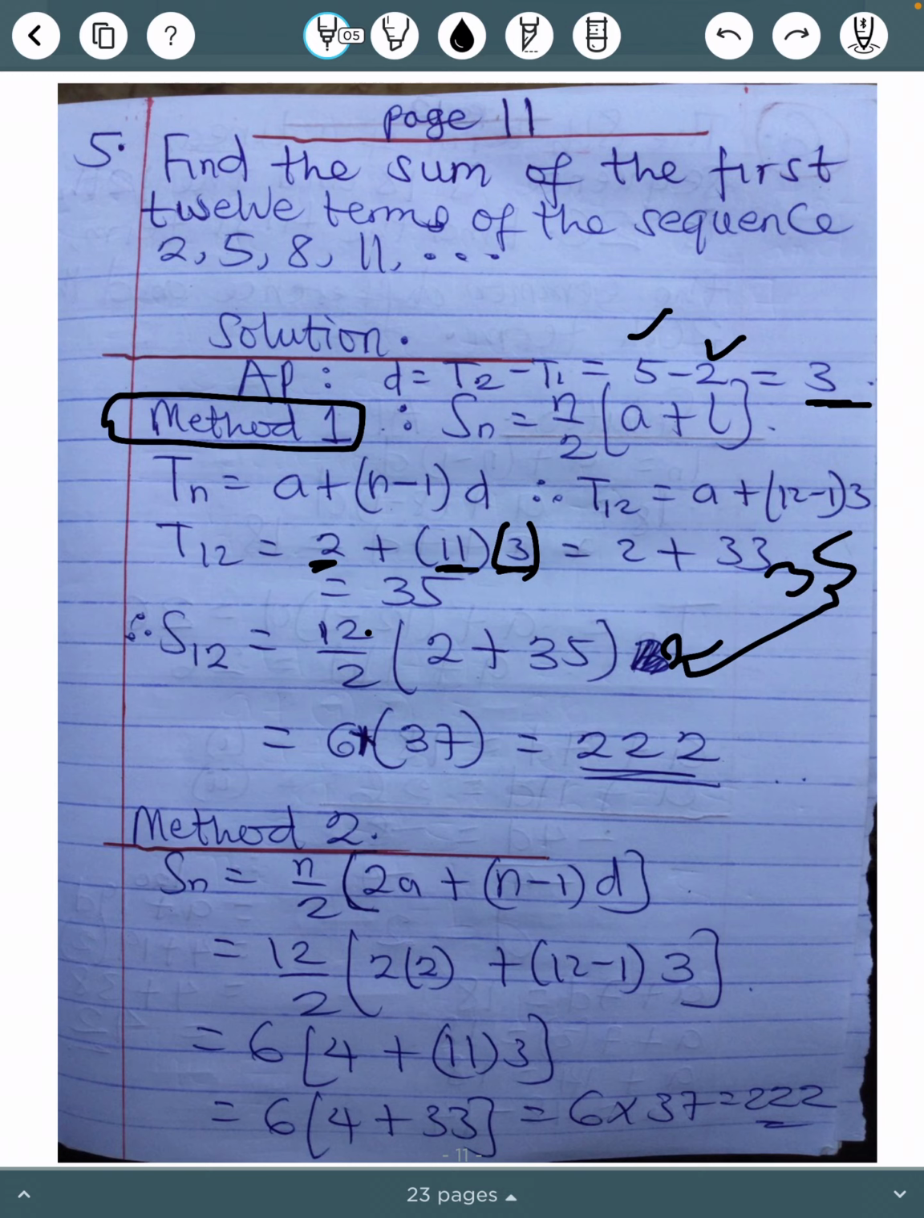That will give me 12 over 2, 2 here 1, 2 here 6, times 2, which is my first term, plus 35, which is my last term. And I will get 6 times 37, 222. Or I can do this.